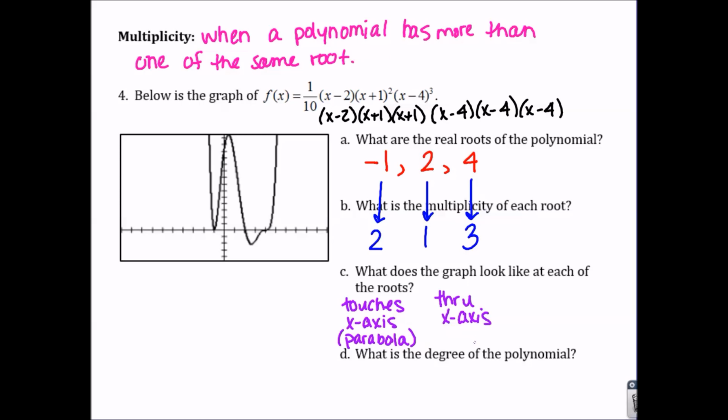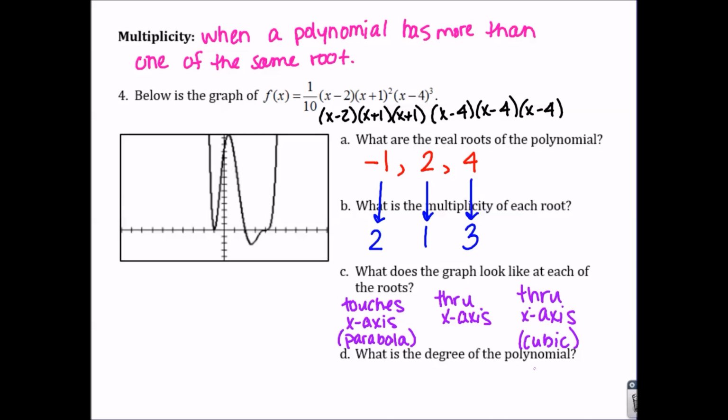And then if we look at 4, it goes through the x-axis, but it kind of squiggles through the x-axis. It almost looks like a cubic function there. So it goes through the x-axis, almost like a cubic. So, if you think about it, when the multiplicity was 2, it looks like a parabola, which is a second-degree equation. When the multiplicity is 1, it just goes through it, almost like a linear function, which is a first-degree polynomial. And when the multiplicity is 3, it goes through the x-axis and looks almost like a cubic, which is a third-degree polynomial.